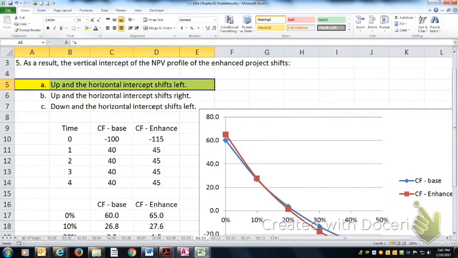on this first one. If it shifted up, and the horizontal intercept shifted right, then that would mean that the slope didn't change so much as everything just shifted out that way. And then the third option is down and the horizontal intercept shifts left.